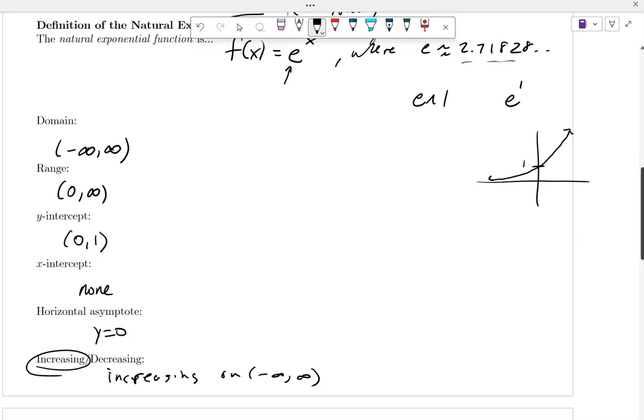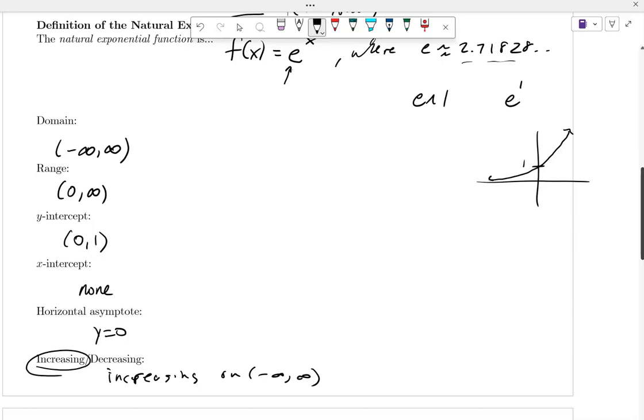Good. All right. Again, remember all exponential functions have these 5 same properties, right? Every single exponential function has the same domain, the same range, the same y-intercept, no x-intercept, same horizontal asymptote. The only thing that changes is does it go up or does it go down depending on what the size of the base is, right? We agree? Okay. All right.